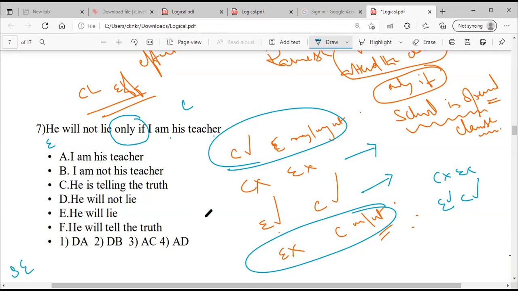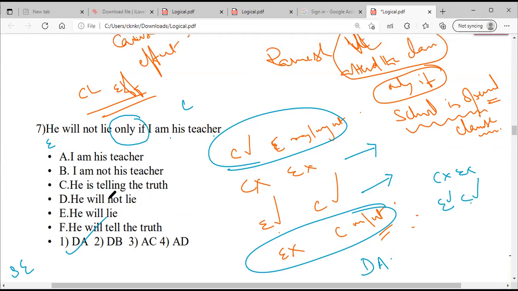Do you have BE? No, it's not there. First logic didn't work. Go to second logic right now. Effect happened. He will not lie. He is not lying and he will not lie. Statement D for Delhi. Then cause has to happen. I am his teacher. Where is the statement? A. Your answer has to be DA. Do we have DA? Yes, DA is there. That's why your answer is 1.